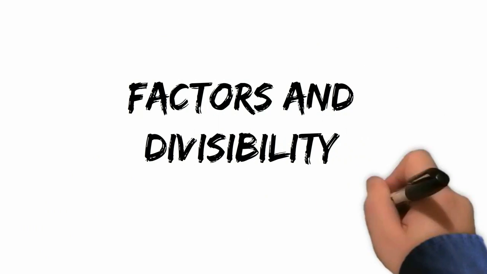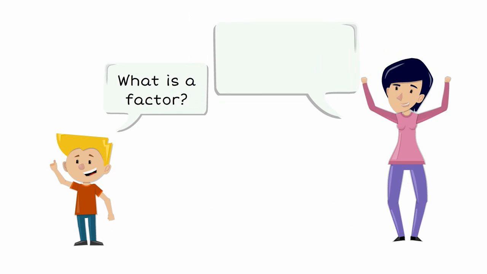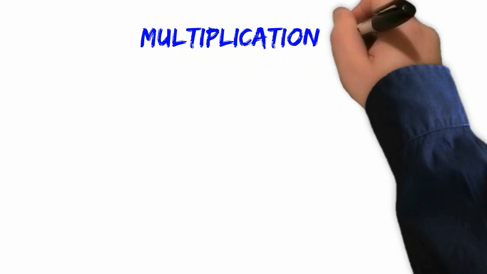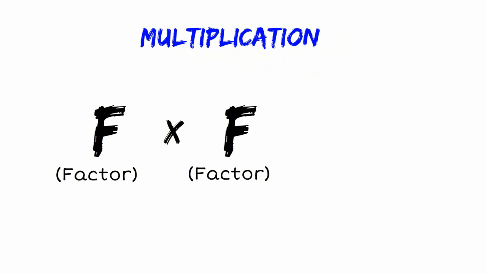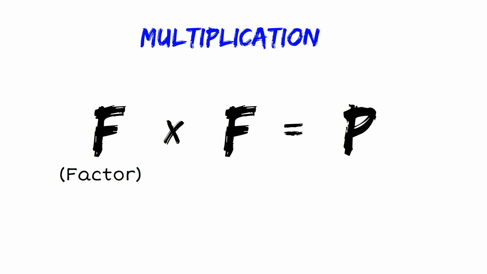Factors and divisibility. When we are asked questions about factors and divisibility, we need to think about the operations of multiplication and division. In multiplication, factor times a factor equals a product. A factor is one of the numbers multiplied to form a product. Factor times a factor is equal to product.